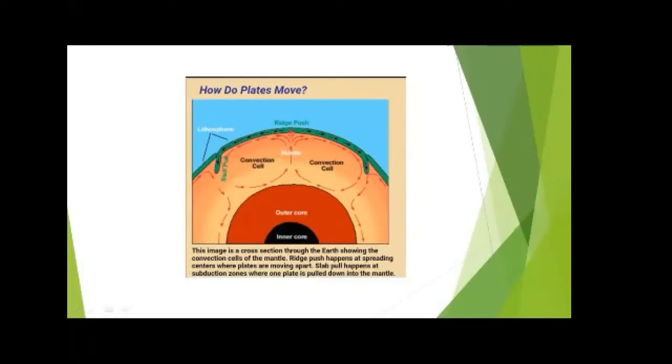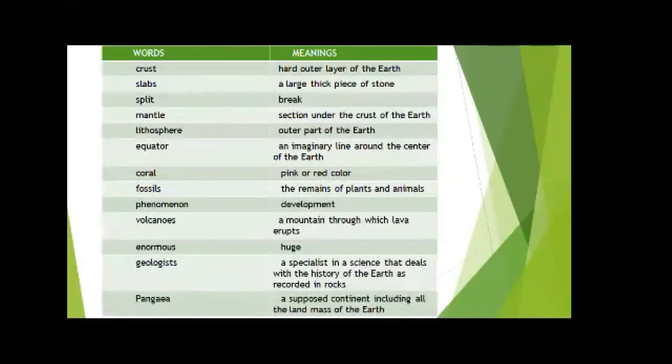Okay, then we'll come to the word meanings. You can take a screenshot, and I'll read the words and the meanings to you. Crust is the hard outer layer of the earth. Slabs are large, thick plates of stone. Split means to break. Mantle, the section under the crust of the earth. Lithosphere, the outer part of the earth. Equator, an imaginary line around the center of the earth. Coral, pink or red color. Fossils, the remains of plants and animals.